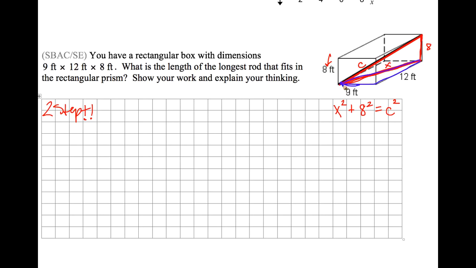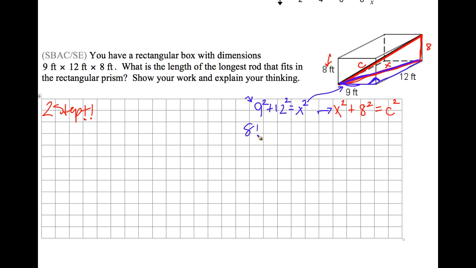Look at my blue triangle. Because it's three-dimensional, it's hard to tell, but this is actually a right angle. On a rectangular prism, all the corners create right angles. So I actually have a triangle right here. This triangle is 9 squared plus 12 squared is going to give me x squared. So my x is actually the hypotenuse of this base triangle. If I can get x in this equation, I can substitute it over here and figure out c.